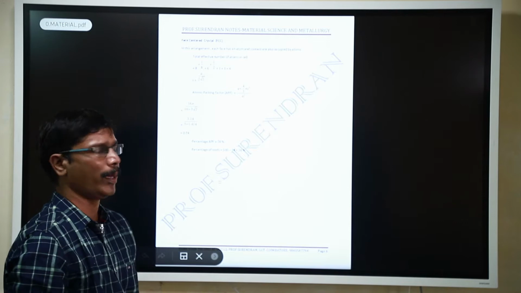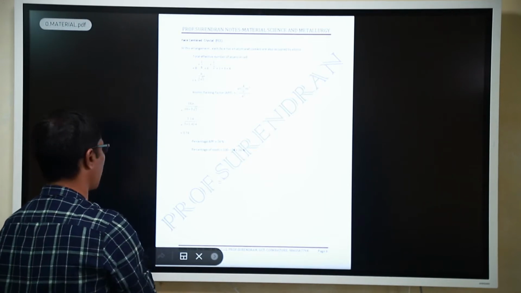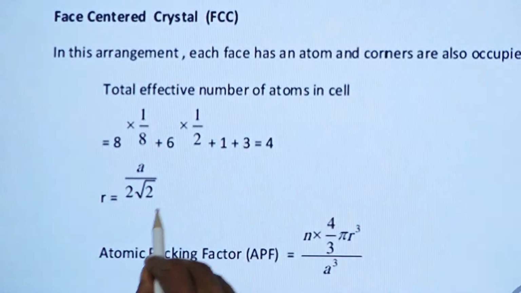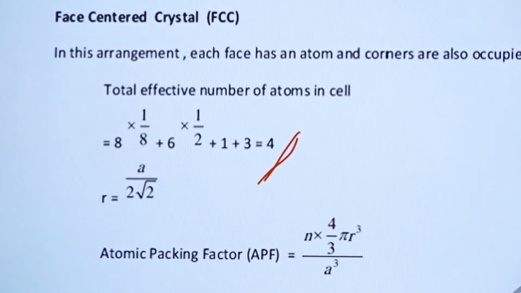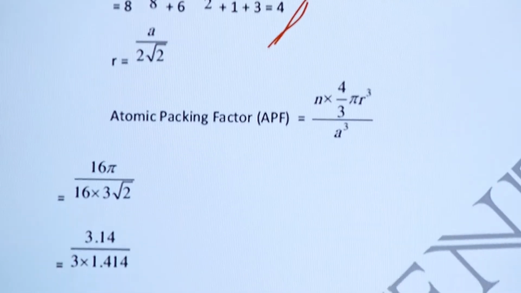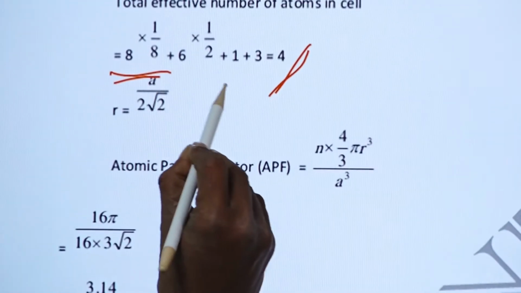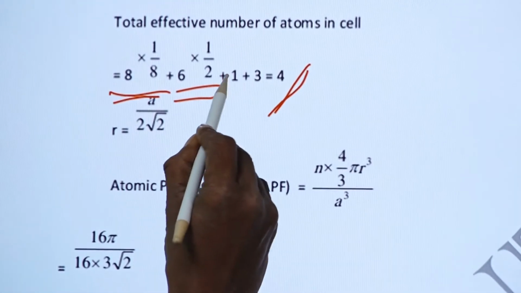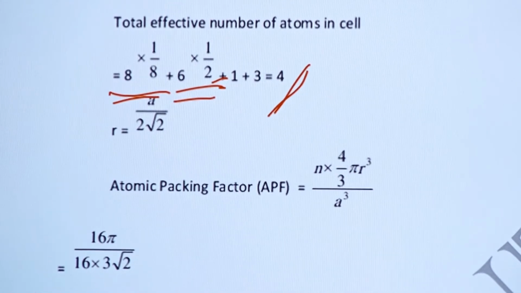For face centered cubic, it can be calculated. The number of atoms in the unit cell is 4, because at all the corners one atom's worth will be there, and on all the faces half of an atom will be shared.